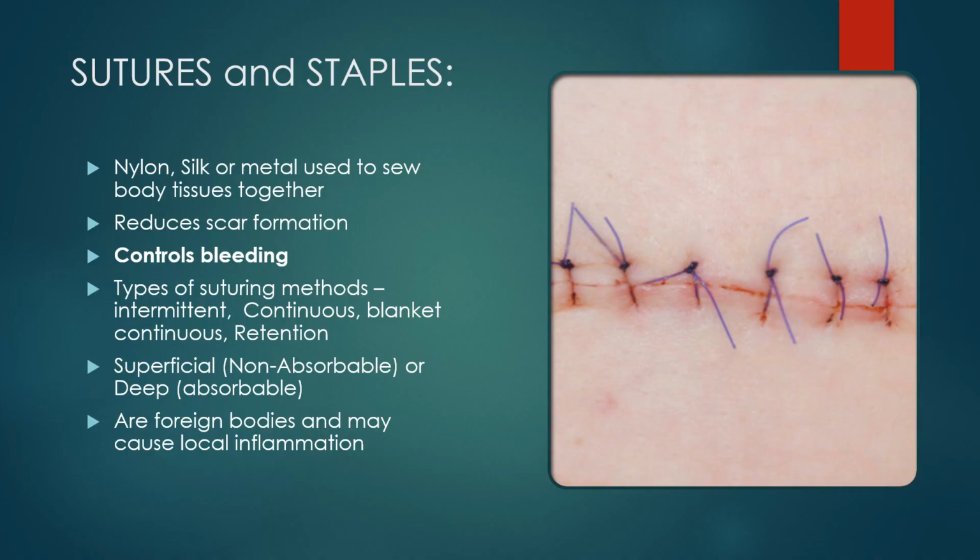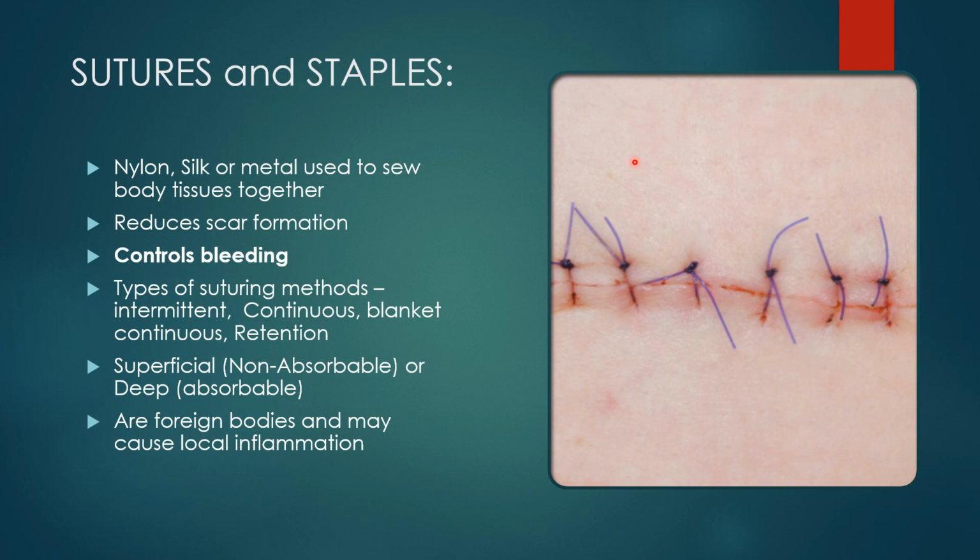One of the most common types of wound closure devices are sutures or staples. These are typically made of nylon, silk, or metal, and they're used to sew the body tissues together. So this is either for primary intention healing or possibly tertiary intention healing. It does help reduce the scar formation, also controls bleeding.